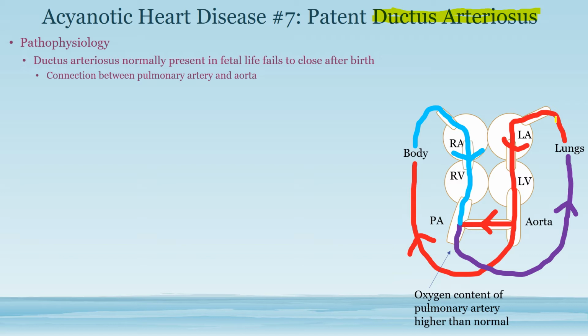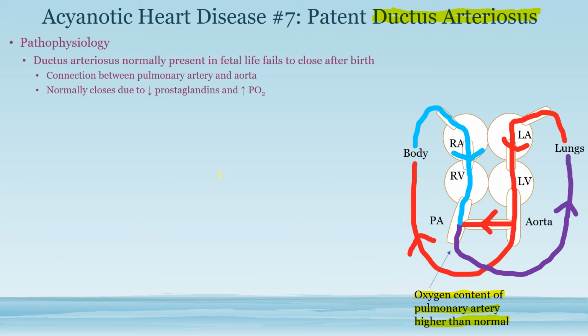So what happens is that you get blood flow going from the left atrium to the left ventricle, everything's fine. But when it goes to the aorta, some of it goes to the pulmonary circulation, and some of it goes to the body and systemic circulation. As a result, the oxygen content of the pulmonary artery becomes much higher than normal. Remember, the pulmonary artery actually has very low oxygenated blood, but it's going to be very high now because you're getting arterial blood from the aorta going into the pulmonary artery.